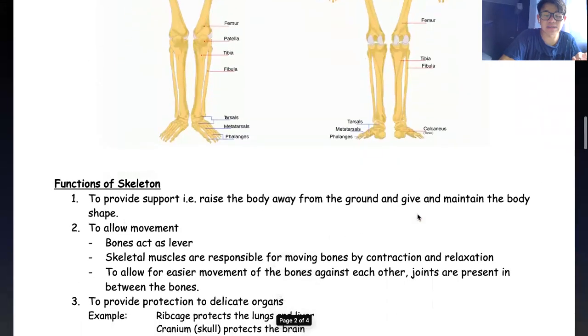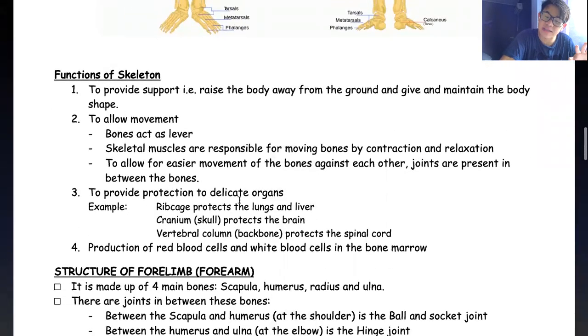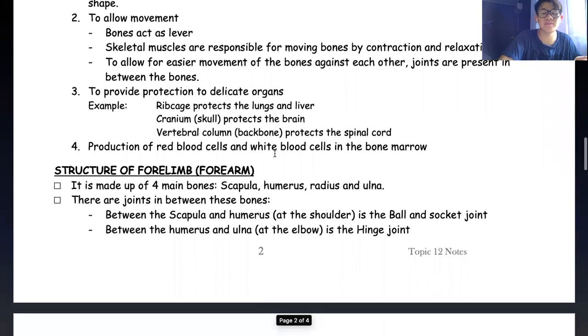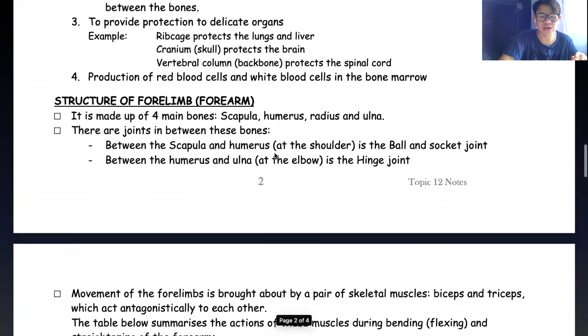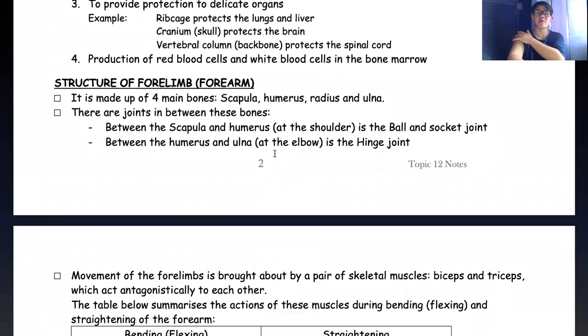We've discussed the skeleton and we've discussed the function, so I'm going to skip that for now. This is the one that I want to focus on: the structures of your forelimb or your forearms. Forelimbs, forearms, meaning your arms. It is made up of four main bones: your scapula at the back, your humerus, your radius at the top, and your ulna at the bottom.